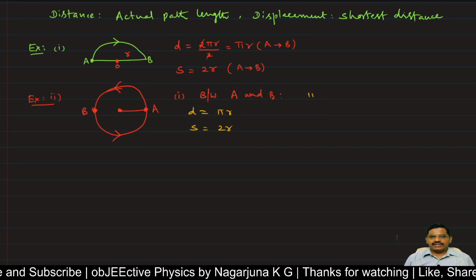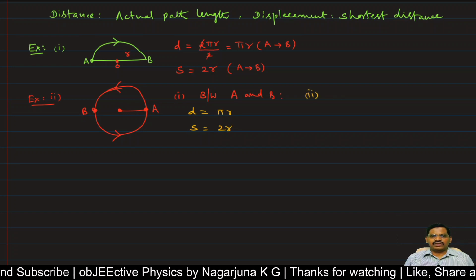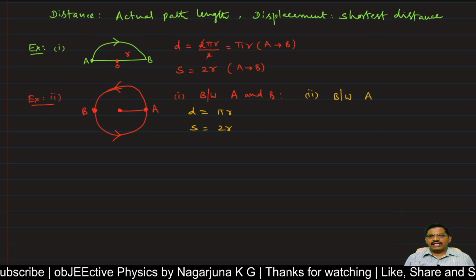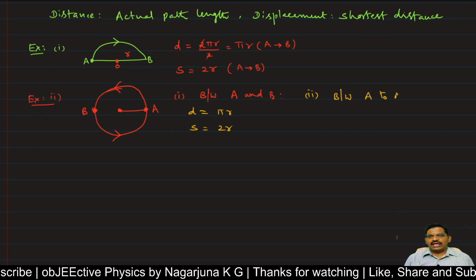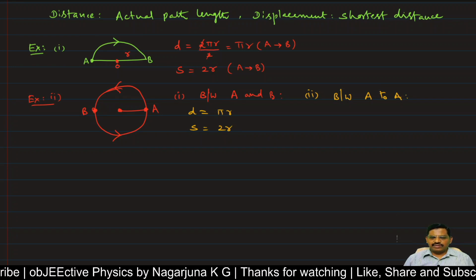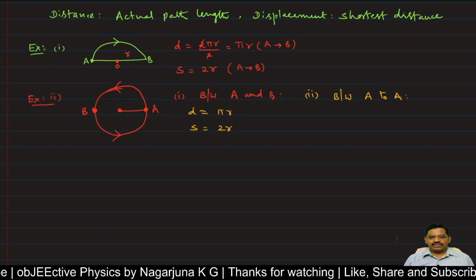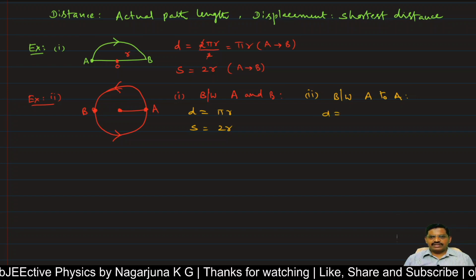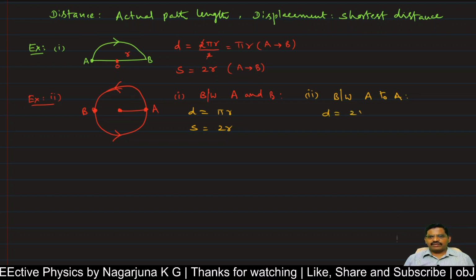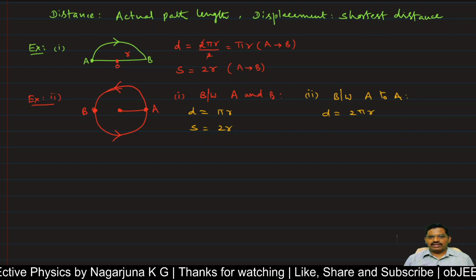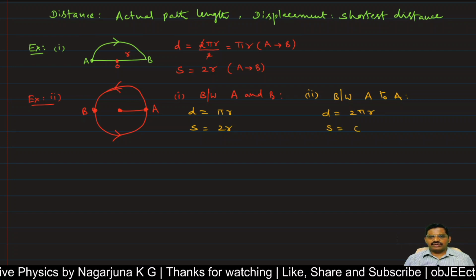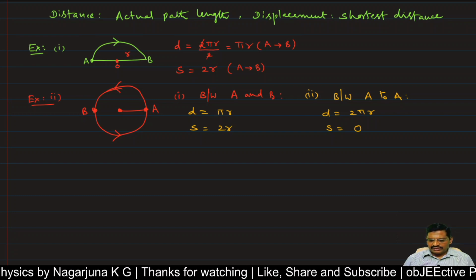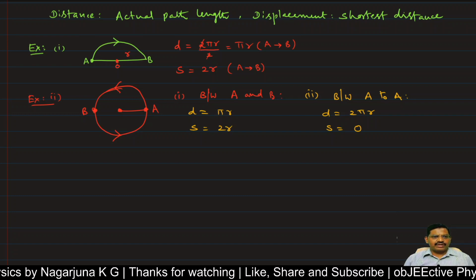And in the second case, between A to A, when the particle starts from A and reaches the point A, the final position and initial position are the same here. Distance is equal to total perimeter of the circular path 2 pi r, and displacement is equal to 0 because final position and initial position are the same or coincide.